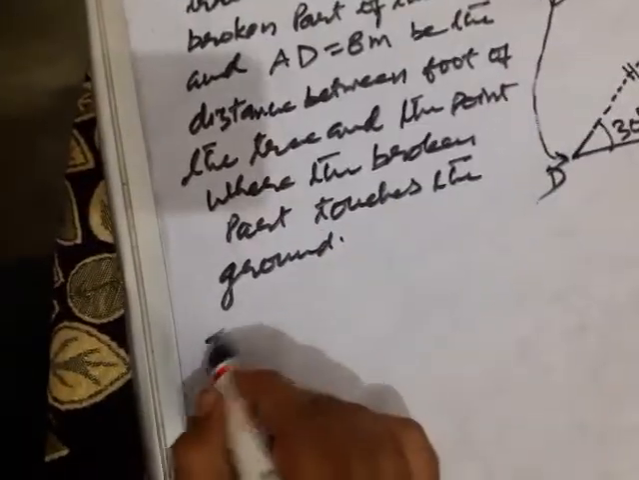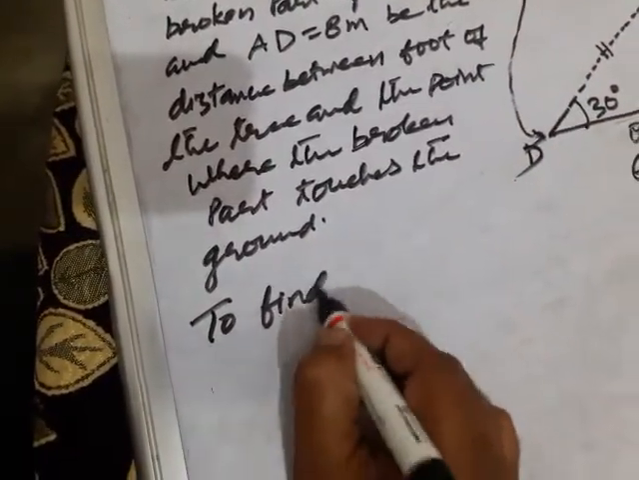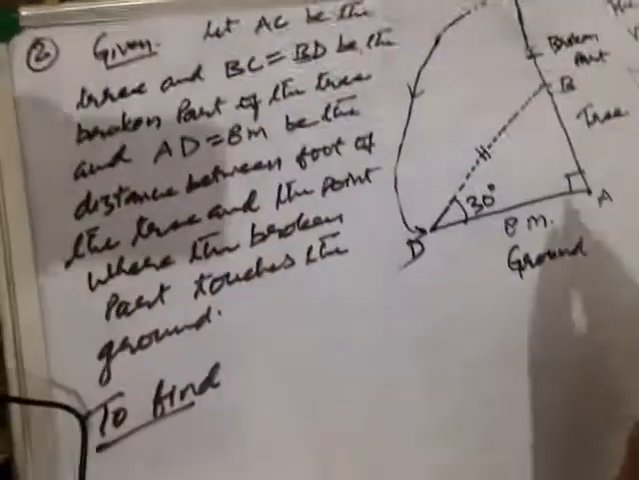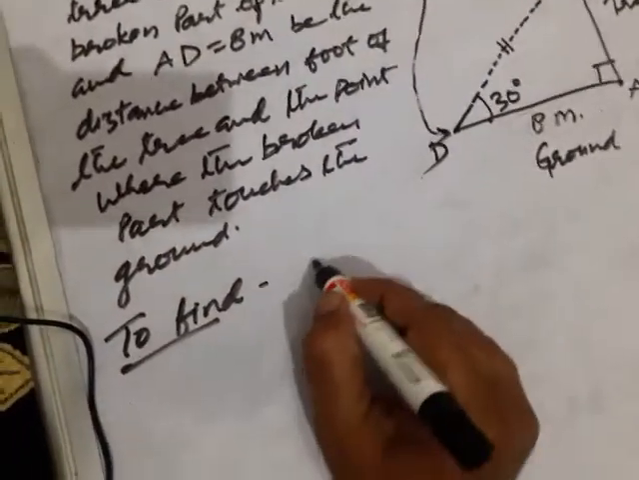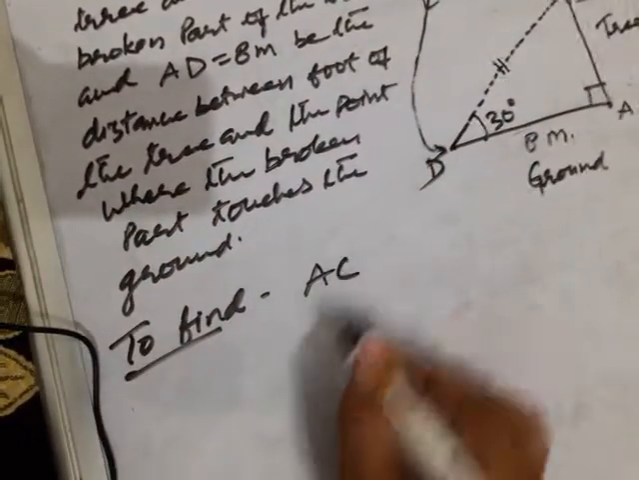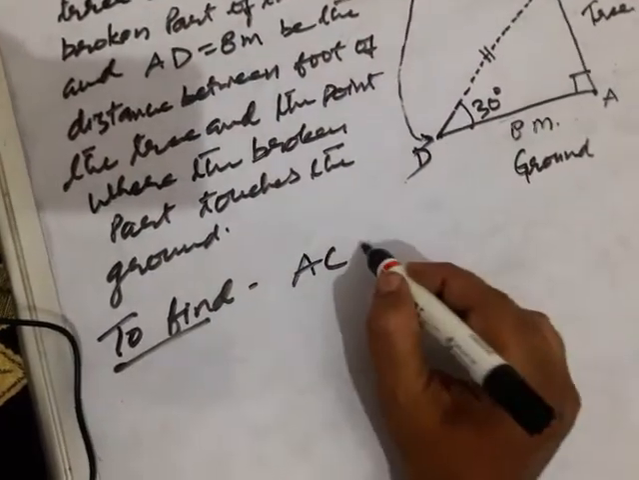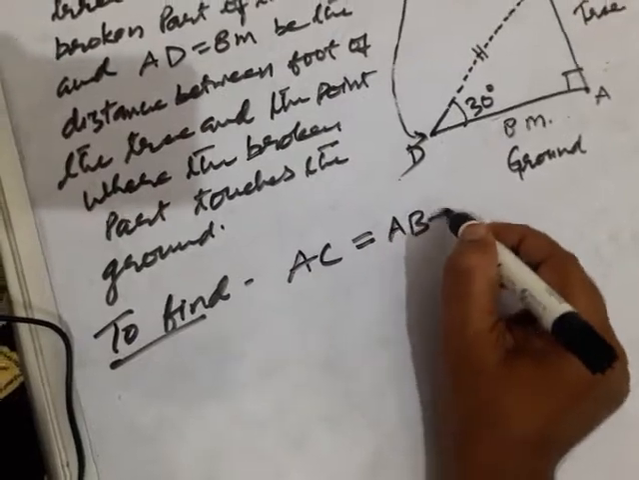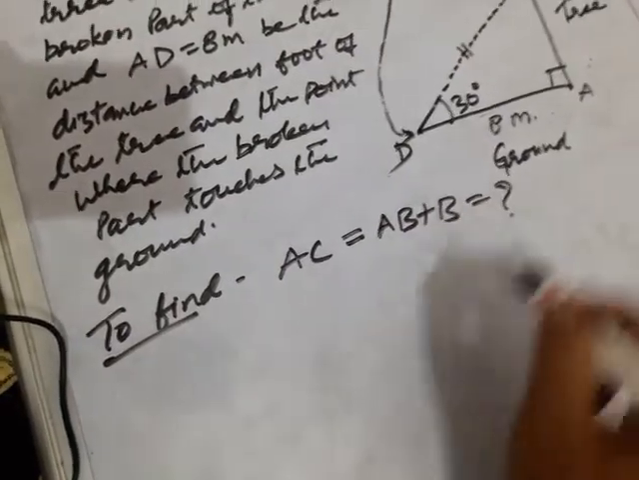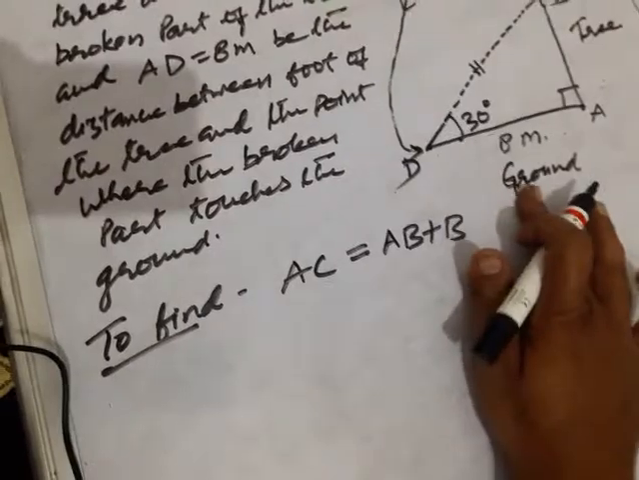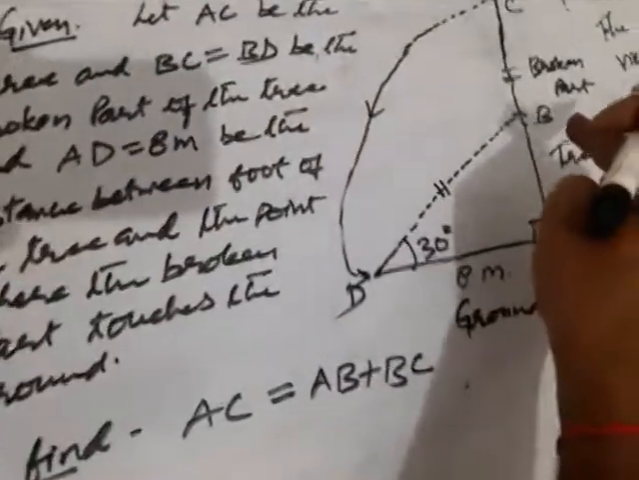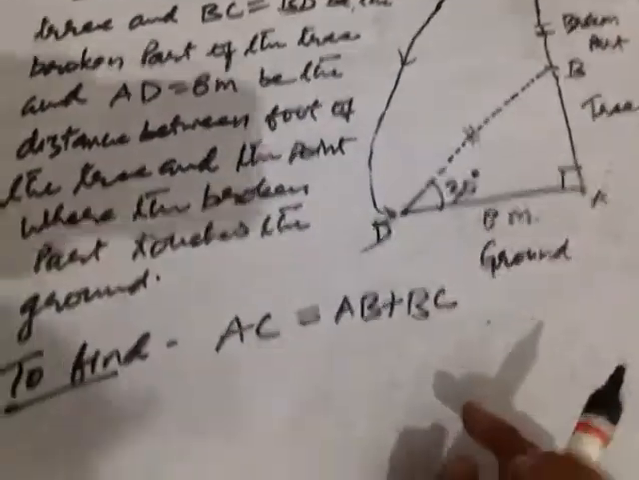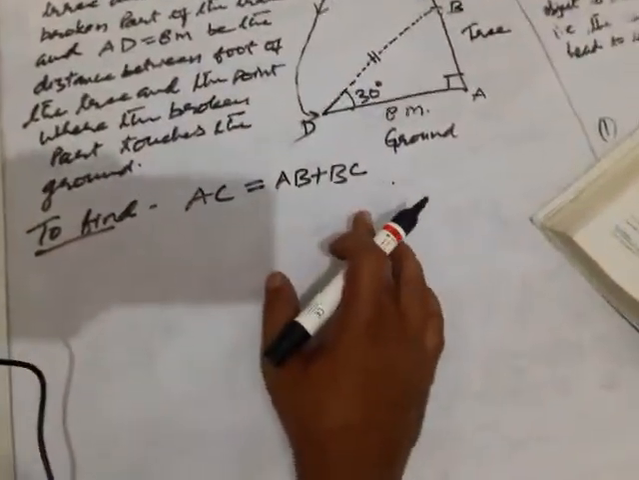Okay children, now what we have to find out. Let us see the question. Find the height of the tree. To find this we have to find AC. AC equal to AB plus BC. Here see the figure. AC means the height of the tree, that is AC equal to AB plus BC, we have to find out. Children, let us find out.